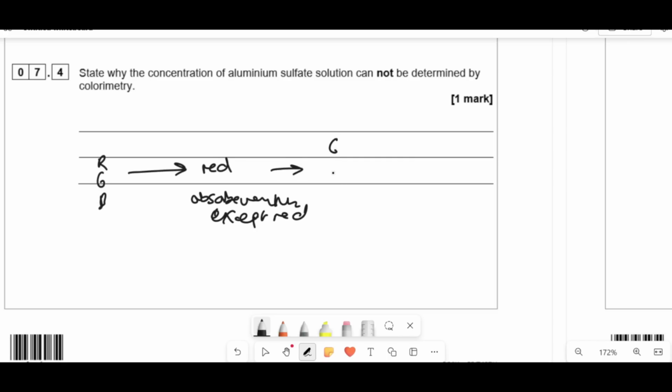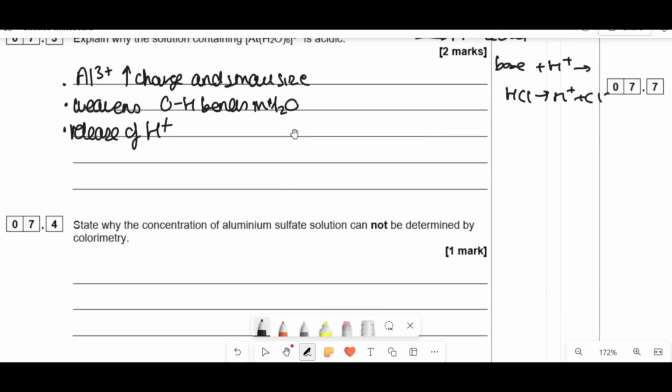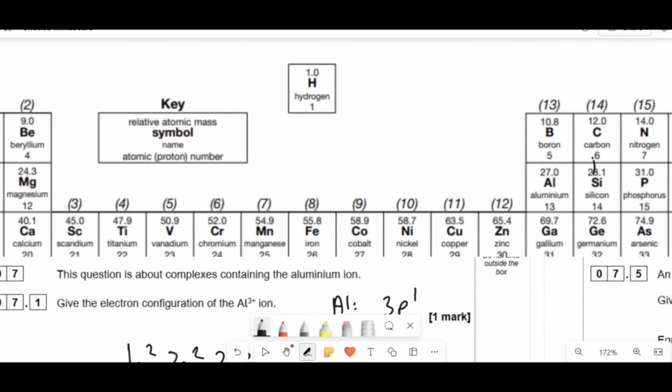So what comes out is G and B, and what's reflected is red, and your colorimeter will pick that up. Now it says here that aluminium sulfate for some reason cannot. Well, there's multiple ways you can navigate this. You could just know that it's colorless, but have a think about what makes it a bit different. Well, it's not a transition metal. If it's not a transition metal, it's not going to have a colored ion because of the properties of transition metals, except scandium, strontium, and zinc.